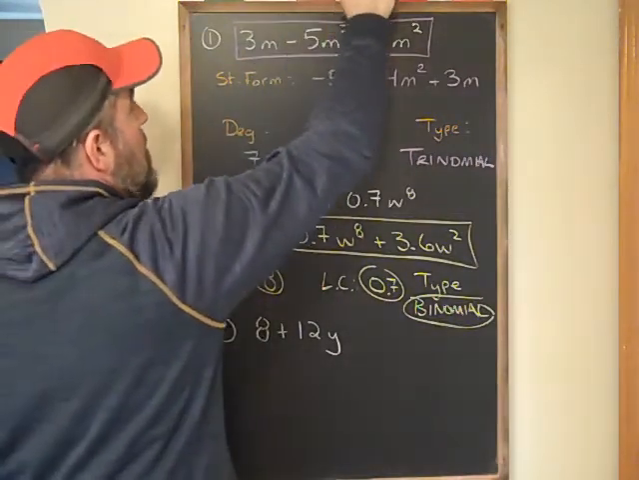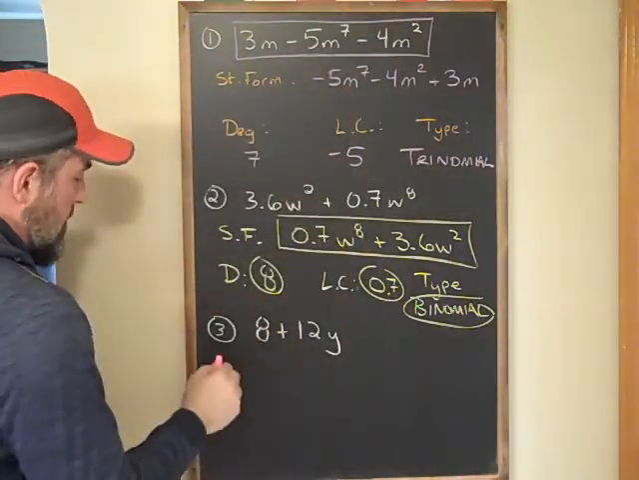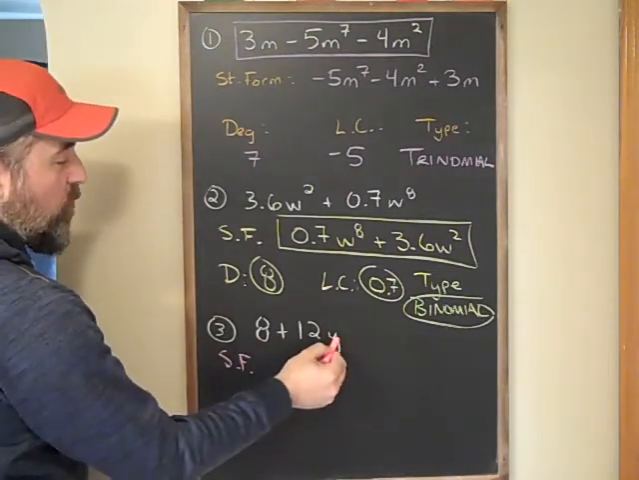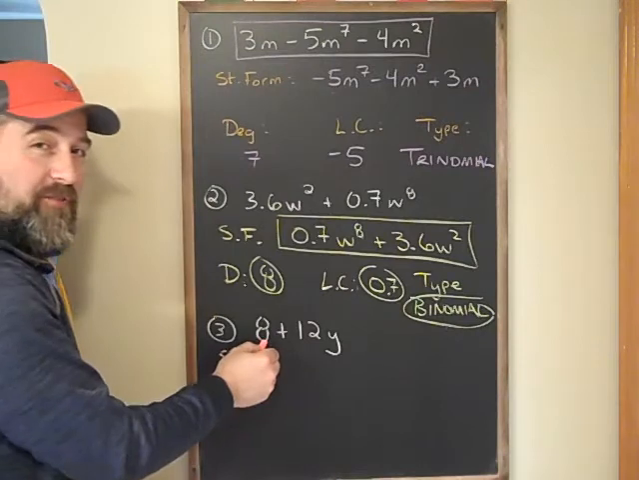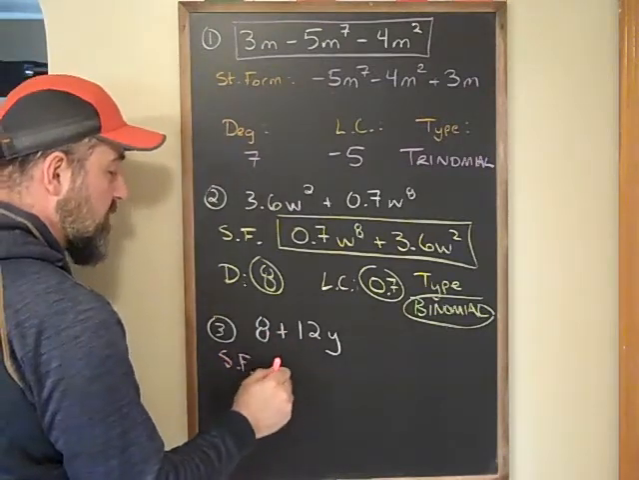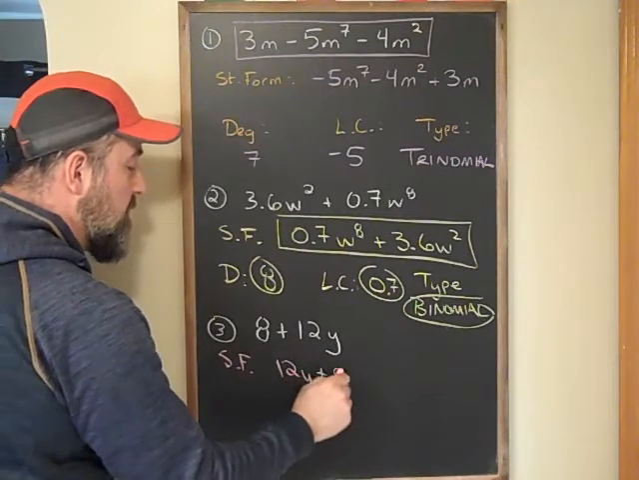The last problem, right here, in standard form, there's only 2 terms. This is degree 1. This is degree, do you remember? 0. So in standard form, we're going to say 12y plus 8.